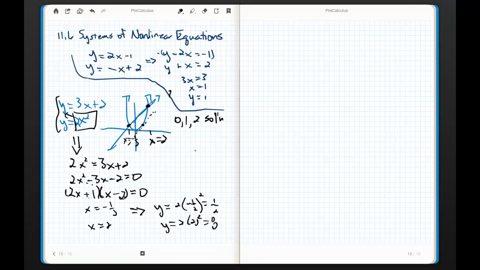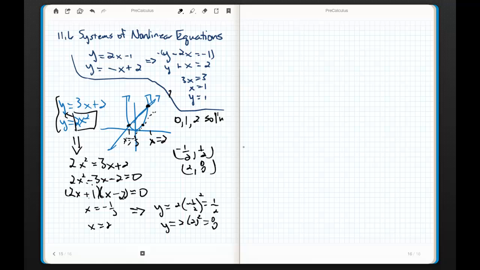So I want to write this all pretty. So my solutions, I know that there are two of them, are -1/2, 1/2, and 2, 8. And again, even with my lousy drawing, I can see what's going on there. Nothing to it. Okay? All right.